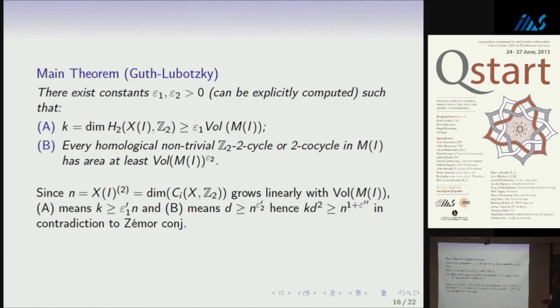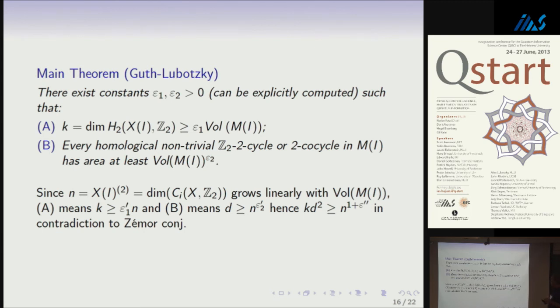There exist some constants epsilon 1 and epsilon 2 such that, you see, we look at exactly the same construction I made before, applied to this manifold, and the dimension grows linearly with the volume of the manifold. That's exactly what we need. That's fantastic. It means that the rate of this code, the dimension of this code, is linear on both sides.